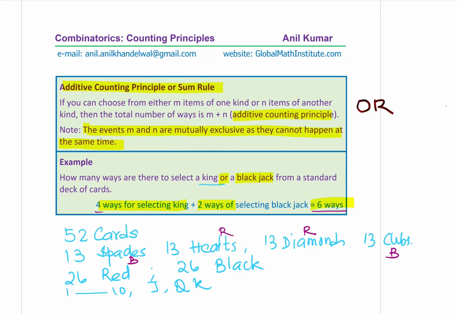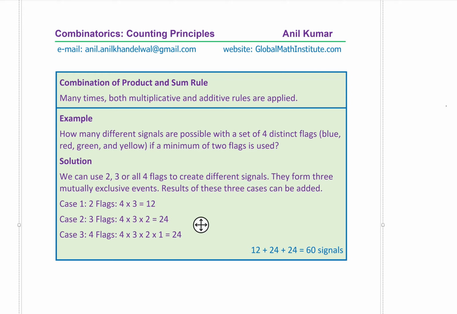Let's take a few examples now based on this. So here, we'll talk about a combination of both product and sum, as that may be the case many times. So many times, both multiplicative and additive rules are applied. Here is an example. How many different signals are possible with a set of 4 distinct flags? Let's say we have 4 flags. Their colors are blue, red, green, and yellow. So they are very different flags, different colors. If a minimum of 2 flags is used, so the question is, how many different signals are possible with a set of 4 distinct flags if a minimum of 2 flags is used?